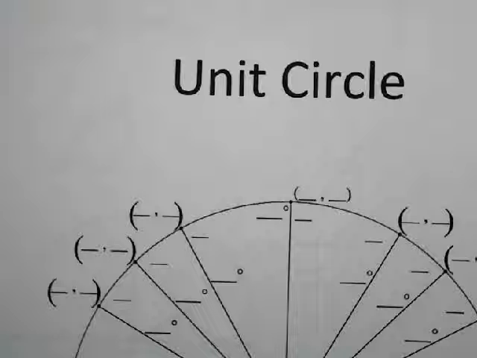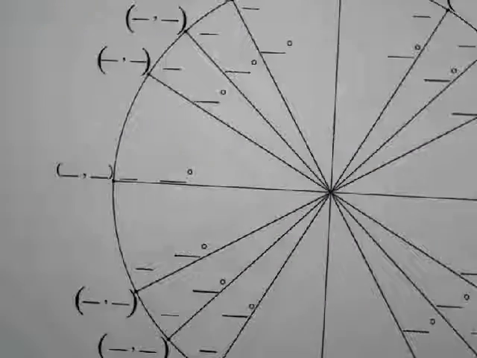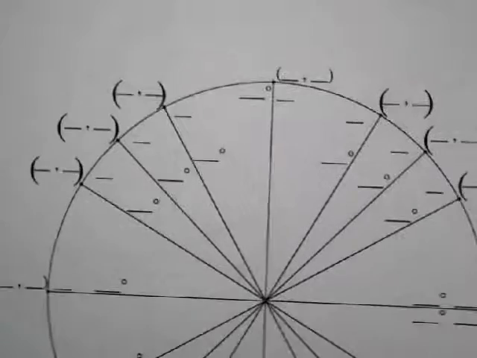Because we're going to learn where the numbers on the unit circle came from. Does this look familiar? Have you seen a circle with all the numbers on it before?